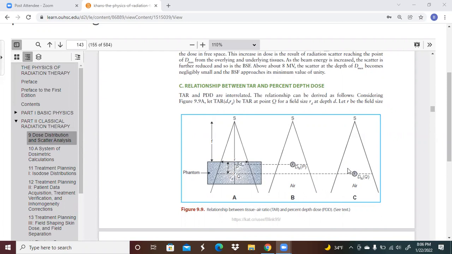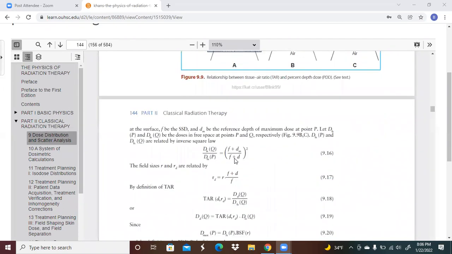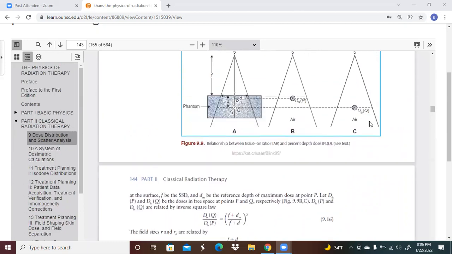Both of these are TAR measurements that you can make. You know that this point is related to this point through a PDD. So if you want to be able to relate all of these points, all you have to do is put together everything you know. So let D sub Fs of P and D sub Fs of Q be the doses in free space at points P and Q. In other words, this and this.